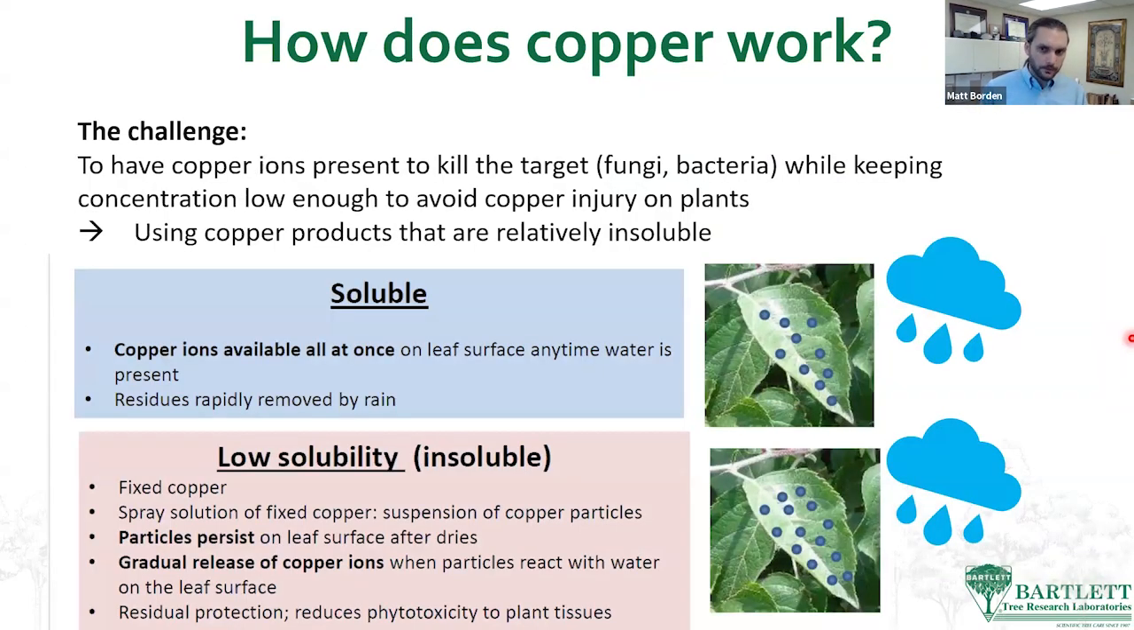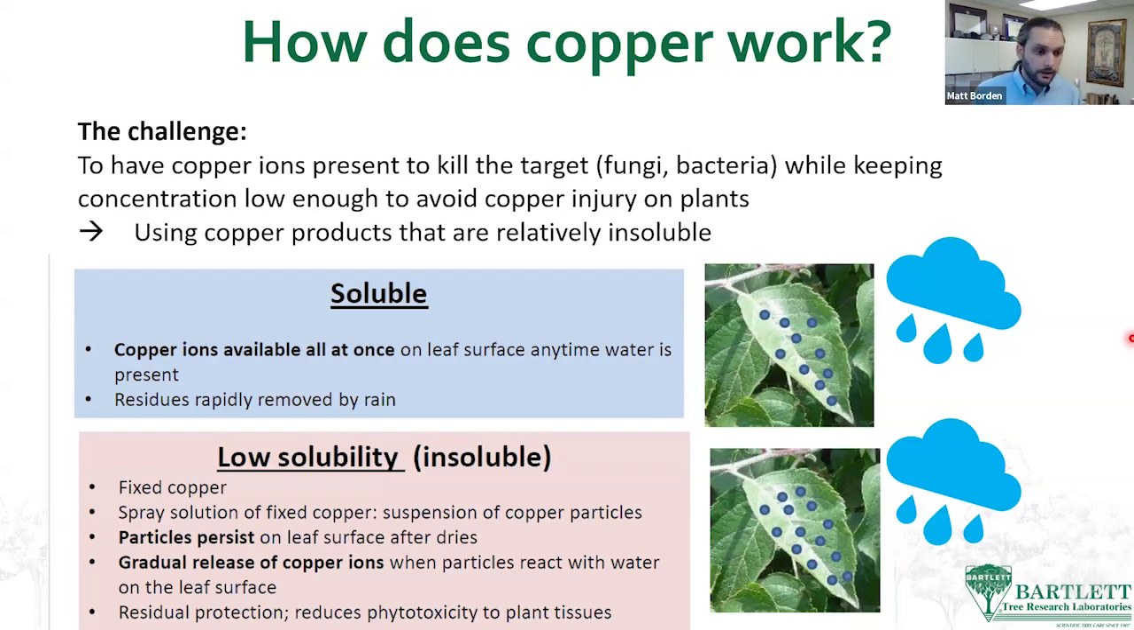So the challenge with copper is that you want to have enough present on the plant tissue to kill the target, in this case bacteria, while keeping the concentration low enough that it is not going to cause injury to the plant. So it's a constant balance. We want enough copper to work, not so much that it causes phytotoxicity.